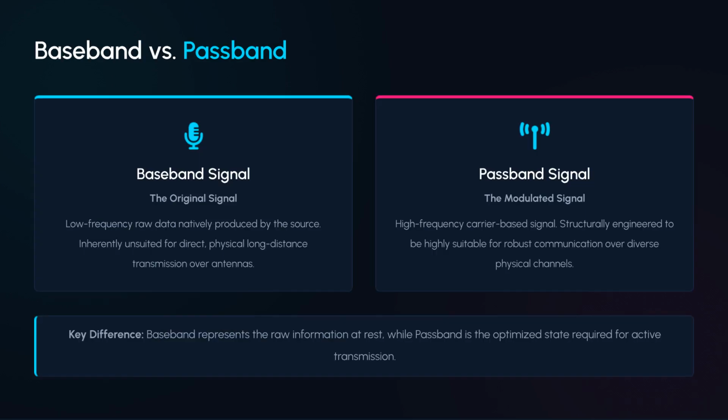Baseband signals are the original, low-frequency raw data unsuited for long-distance physical transmission. Passband signals are the high-frequency, modulated signals, optimized for robust communication over diverse physical channels. The key difference is the raw information versus the optimized state for active transmission.